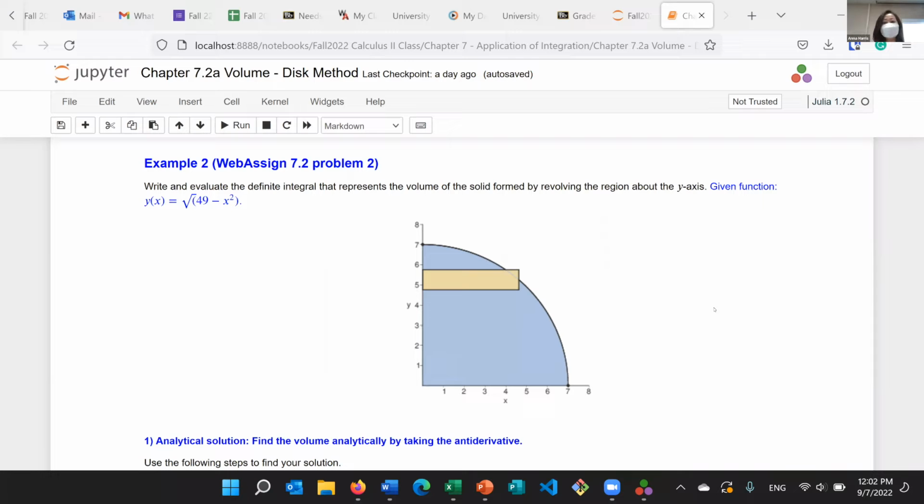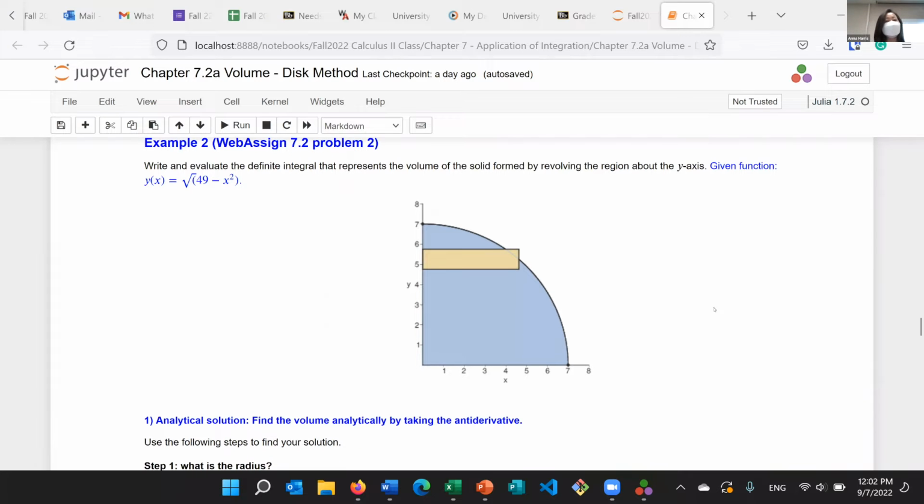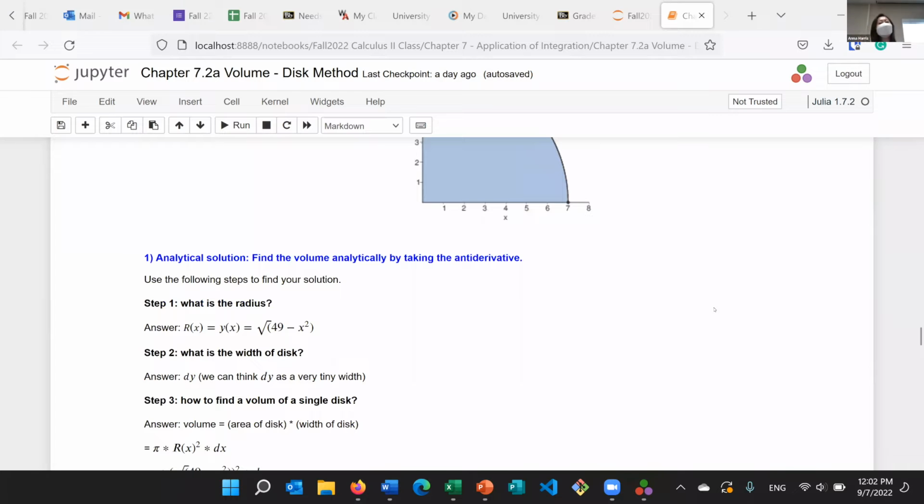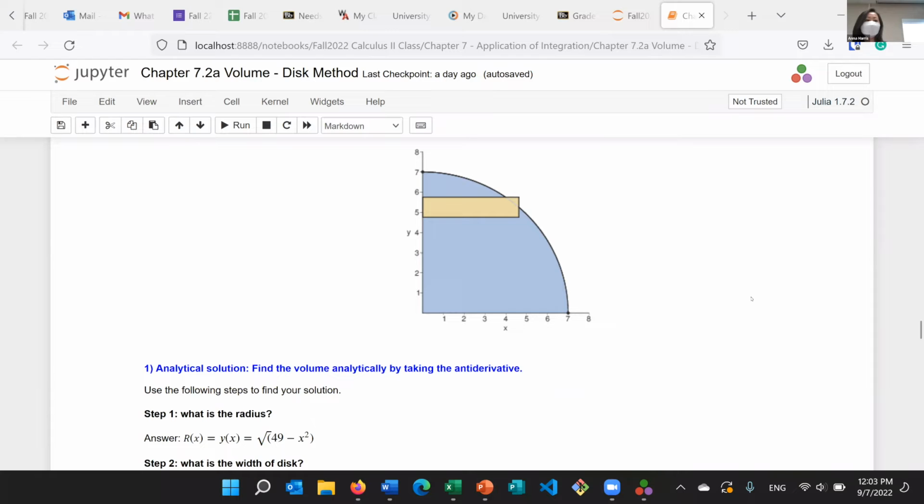So right, and evaluate the definite integral that represents the volume of the solid formed by revolving the region about the y-axis. Given function y of x equal to square root of 49 minus y squared. All right, is everybody with me? So now analytical solution. Find the volume analytically by taking antiderivative.